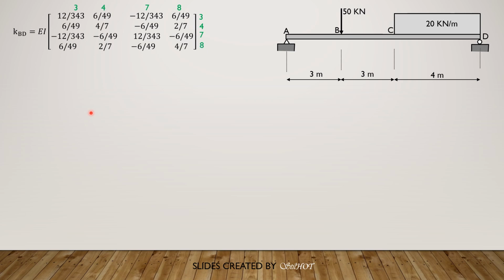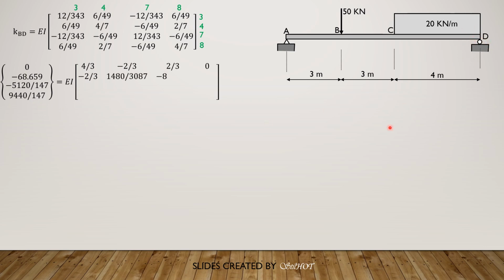So 3478. Then the forces: remember, the nodal force at A is 0, at B negative 68.659. Then at C the moment is clockwise, so negative 5120 over 147. Then at D, the moment or the nodal force there is counterclockwise, positive 9440 over 147.